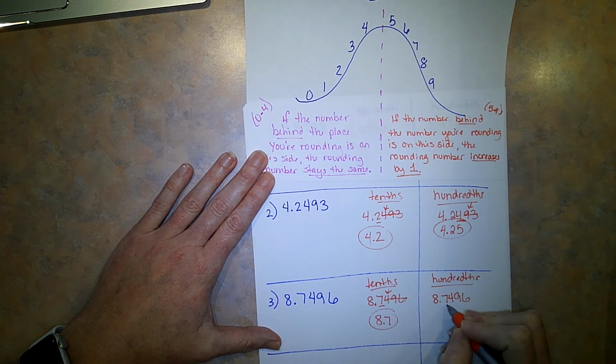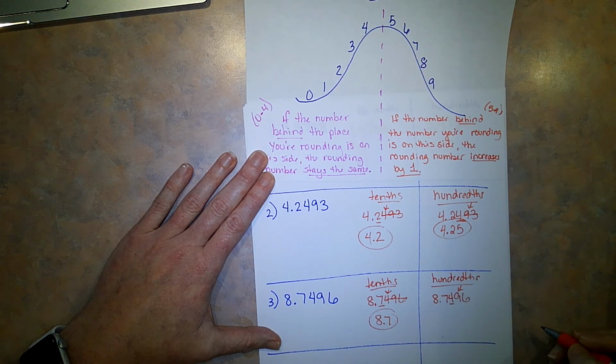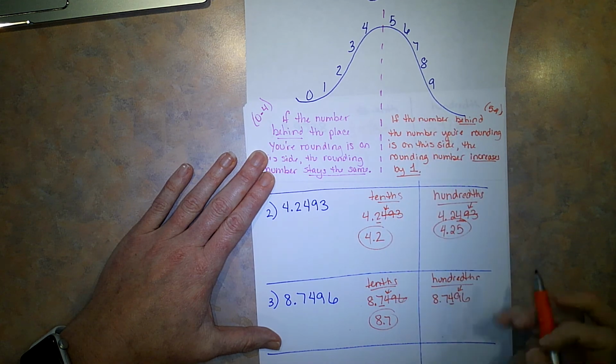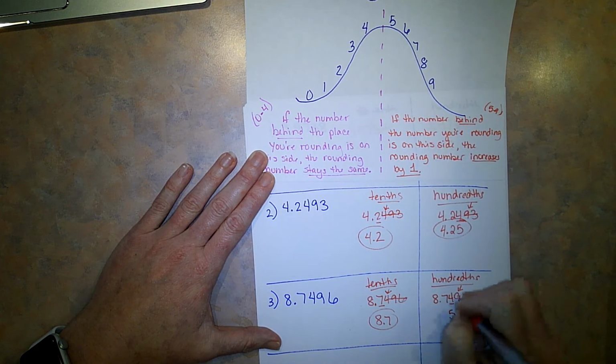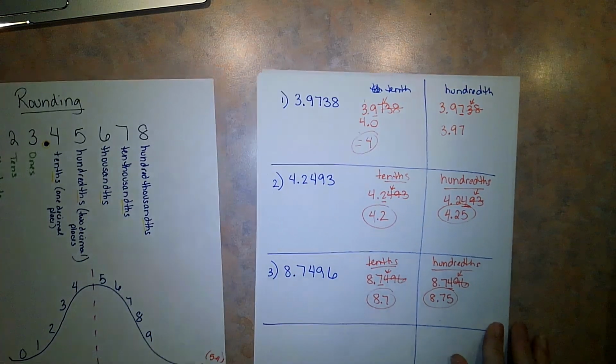Hundredths place now, not the 7, but actually the 4. The 9 is the boss. If I look at my hill, 9 is over here. So my 4 is going to go up to a 5. Everything behind it goes away. Everything in front of it stays the same.